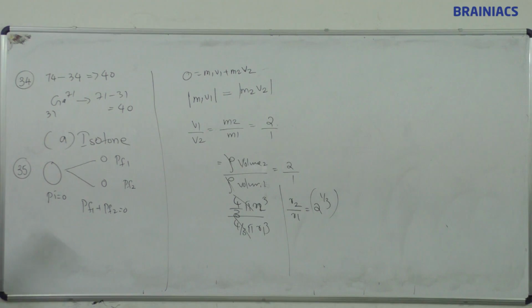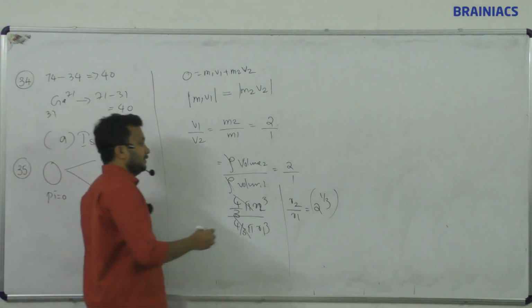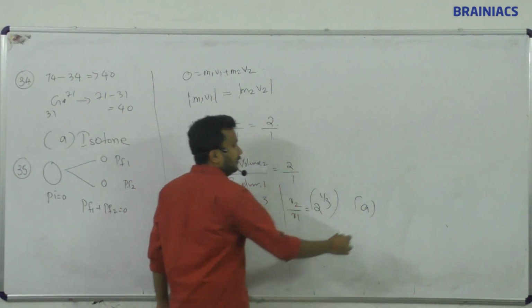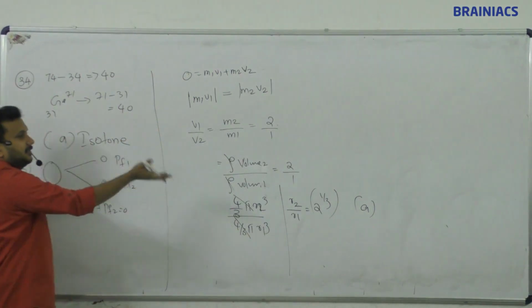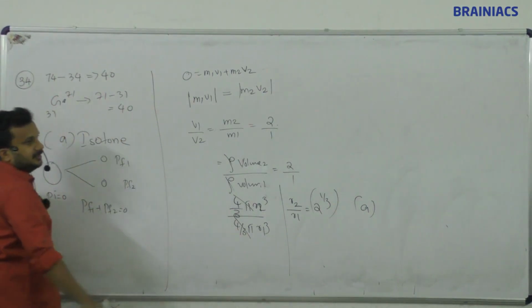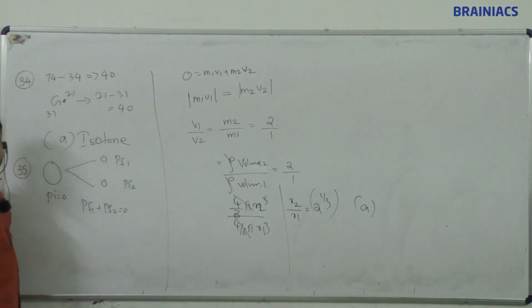So option A is the right answer. With the velocity and the mass, we found out the radius. That's what we have done here.